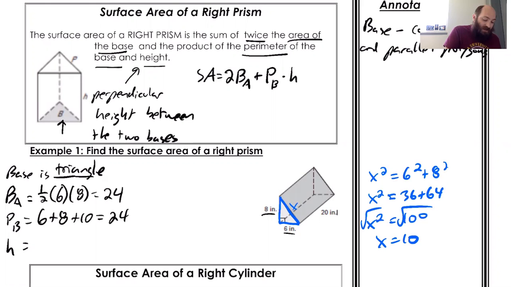The height is that distance between the two bases. So that's this one right here. It's 1.